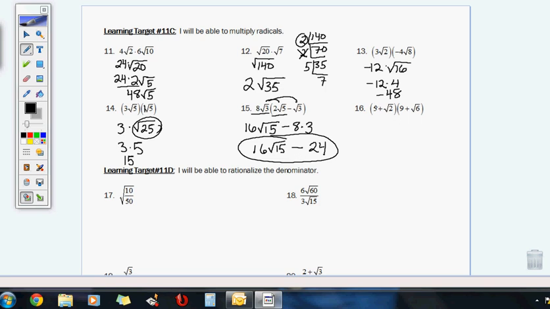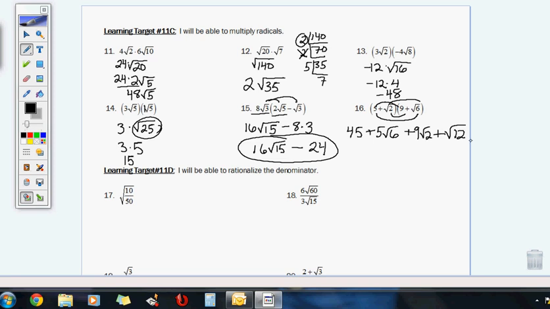Okay, on this one we're going to FOIL. So here we go. 5 times 9 is a 45. Outside is plus 5 root 6. Nothing can really go together there. Inside, same deal, plus 9 times the square root of 2. And then the last is root 2 times root 6. That's a positive root 12.